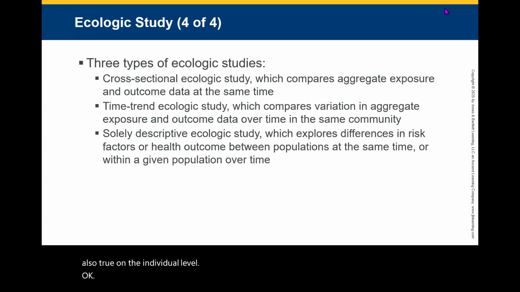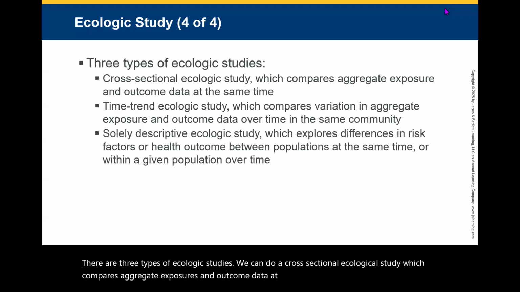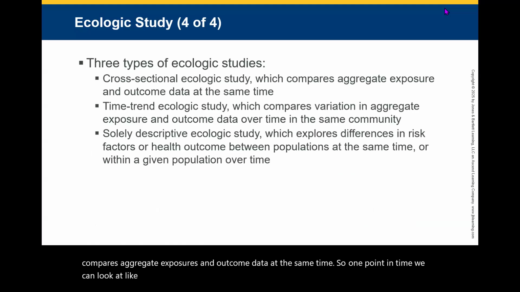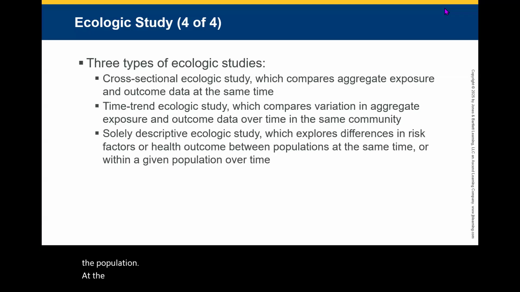There are three types of ecologic studies. We can do a cross-sectional ecologic study, which compares aggregate exposures and outcome data at one point in time. We can do a time trend ecologic study, where we're looking at change over time. And we can do something that's solely descriptive in nature, in which we explore the differences in risk factors or health outcomes between populations at the same time, or within a given population over time.